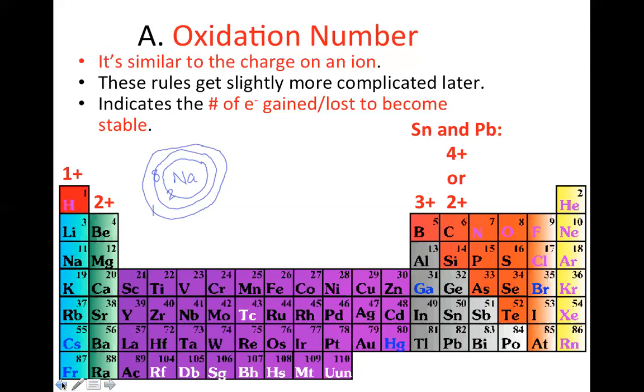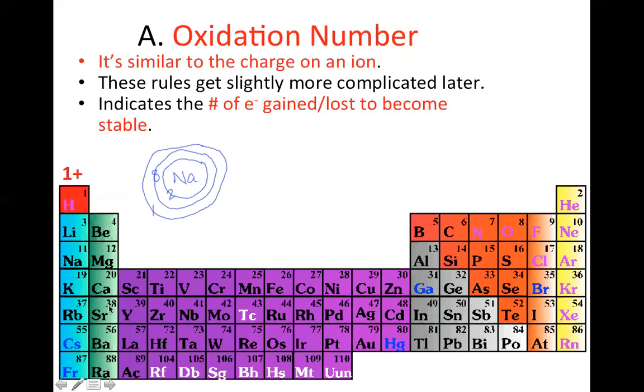So elements in our group 1 are going to have a positive 1 charge, or really, in chemistry, when we write our charges, we write the numerical value first and then the plus or minus second. So we're going to say they form 1+ ions, group 1 does.